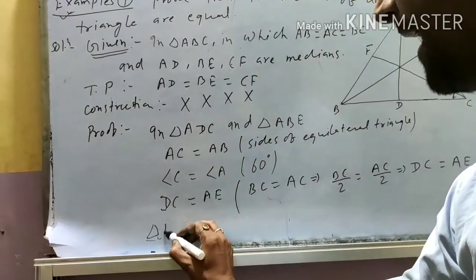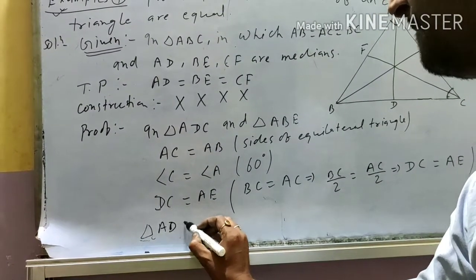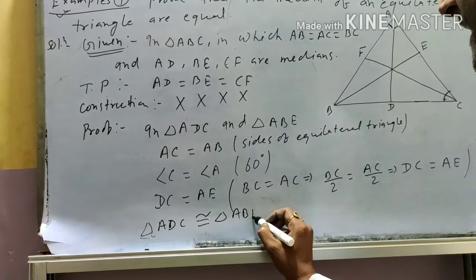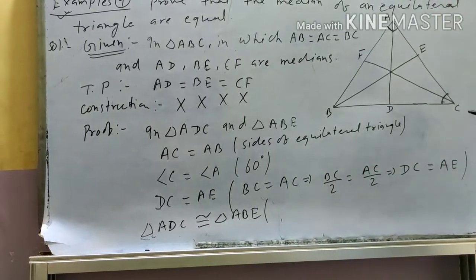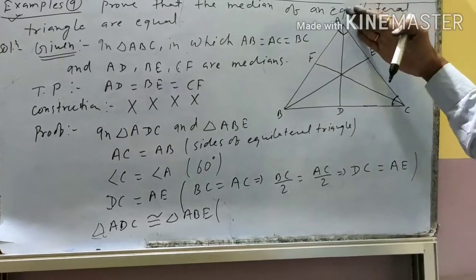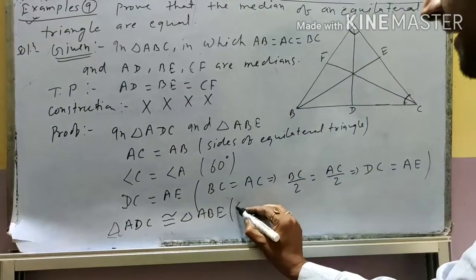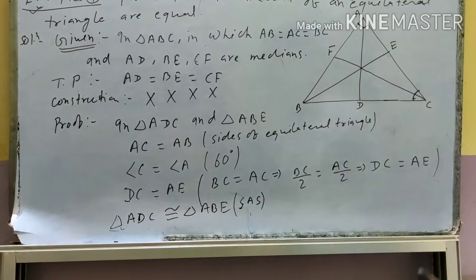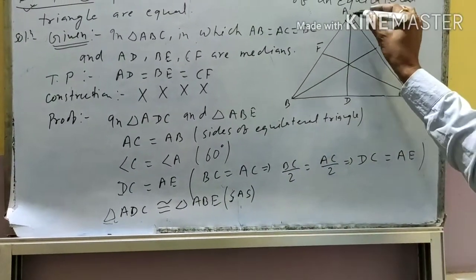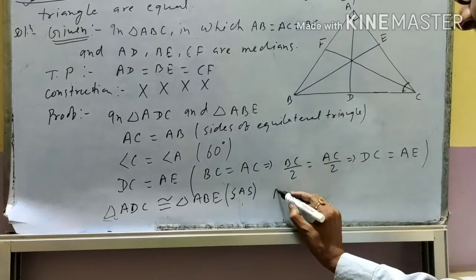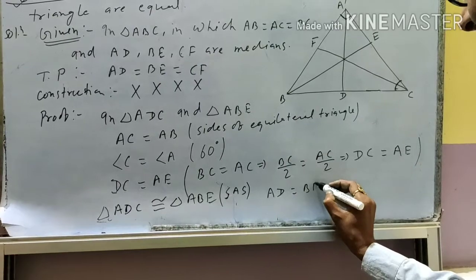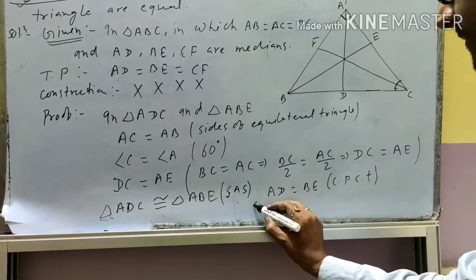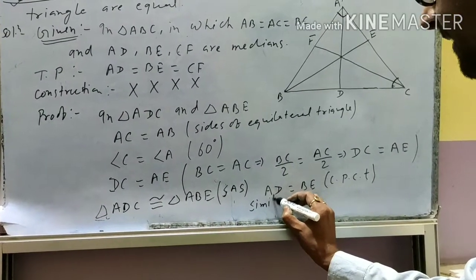So here triangle ADC is congruent to triangle ABE. Reason is side angle side. By side angle side criteria, these two triangles are congruent. Okay, CPCT: AD is equal to BE by CPCT. Okay student, here write down this very important word.